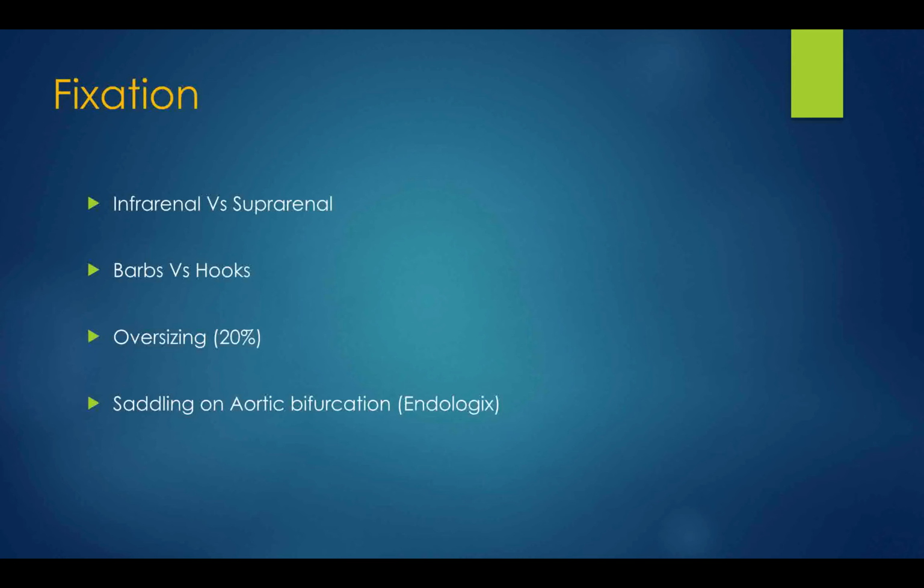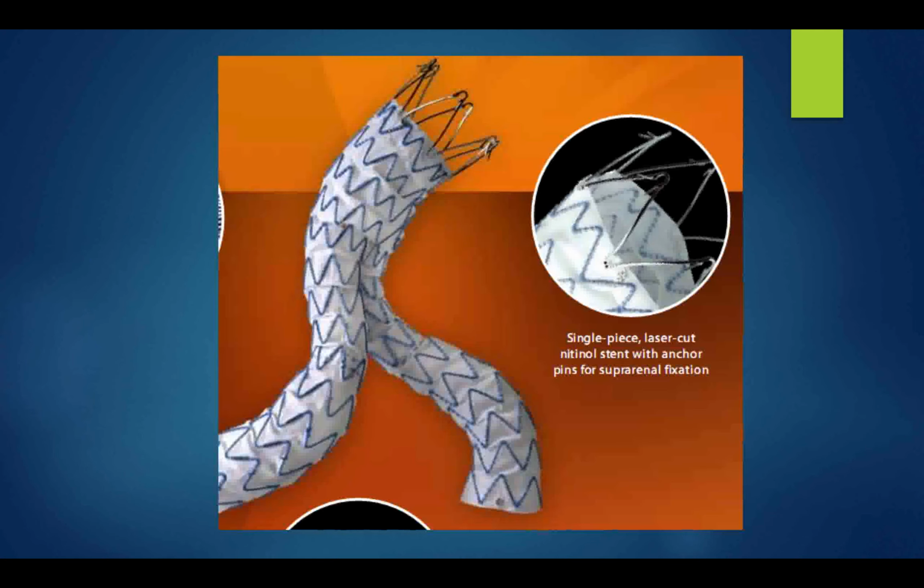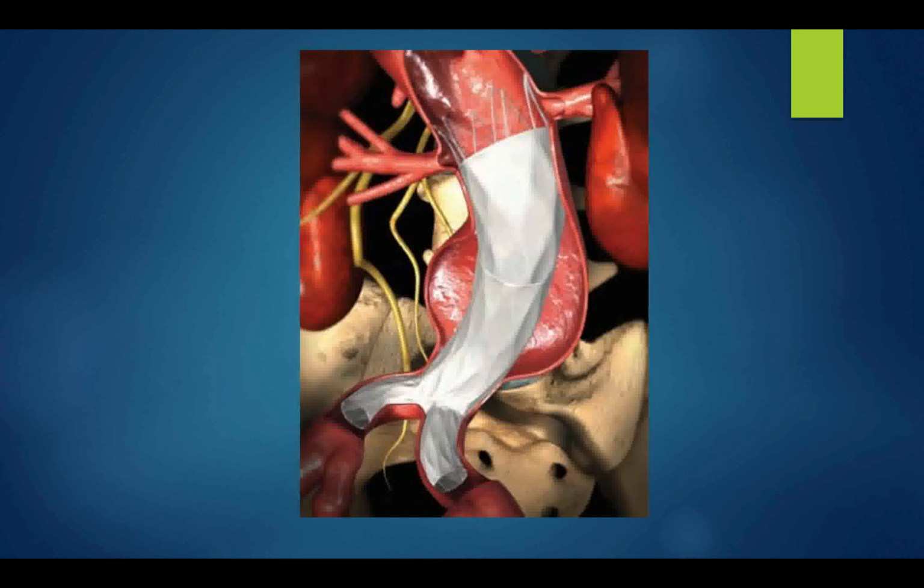In terms of fixation, EVAR graft systems come either with infrarenal or suprarenal fixation using barbs and hooks, but also mainly relying on oversizing, except for one graft system, which is the AFX from Endologix. It uses anatomical fixation saddling on the aortic bifurcation. This is how the hooks and the suprarenal stent look like, and this is how the AFX from Endologix looks like sitting on the aortic bifurcation.